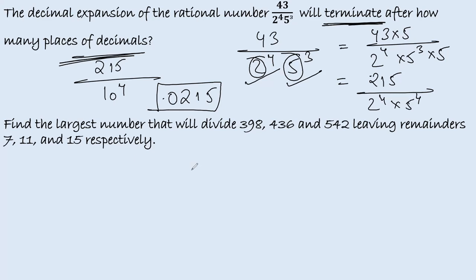Now moving to the next question. The question is: find the largest number that will divide these numbers, leaving these remainders. Largest number means you have to find the HCF, the highest common factor.